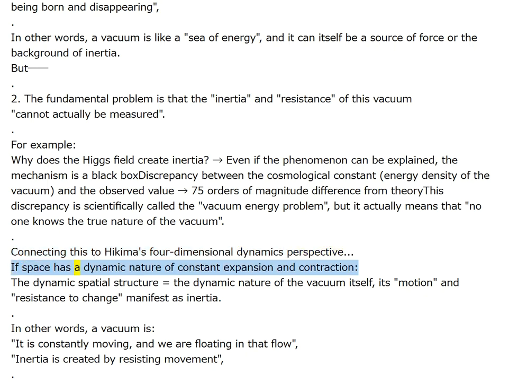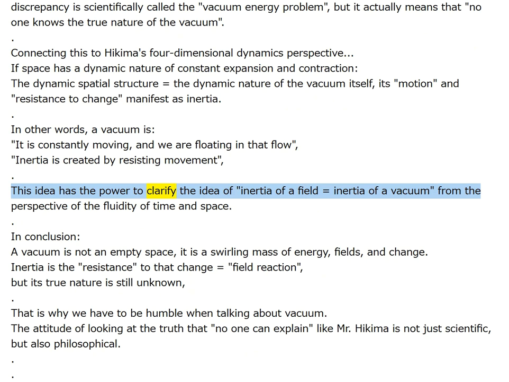If space has a dynamic nature of constant expansion and contraction, the dynamic spatial structure equals the dynamic nature of the vacuum itself. Its motion and resistance to change manifest as inertia. In other words, a vacuum is constantly moving, and we are floating in that flow. Inertia is created by resisting movement. This idea has the power to clarify the idea of inertia of a field equals inertia of a vacuum from the perspective of the fluidity of time and space.